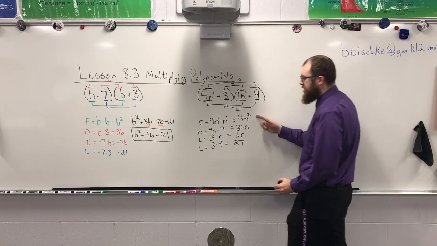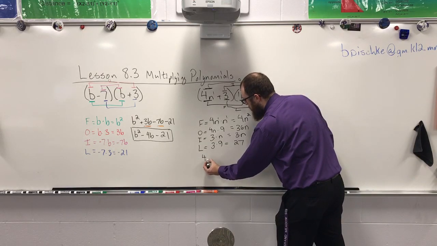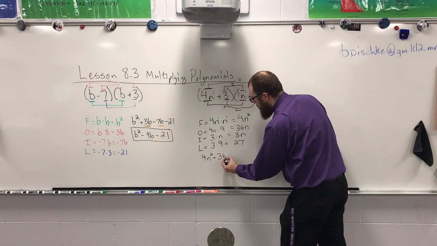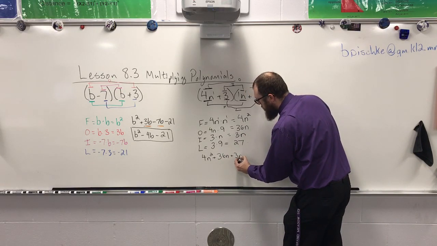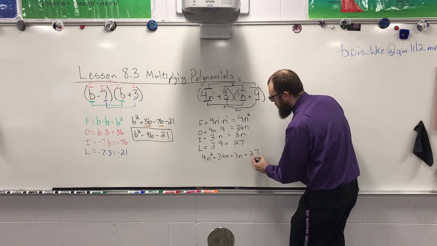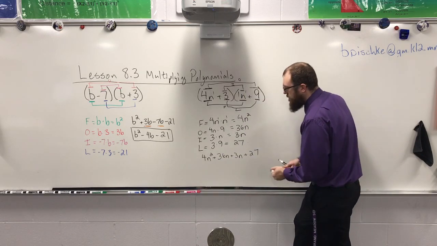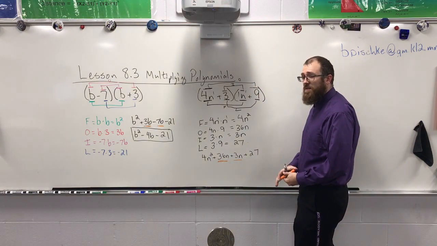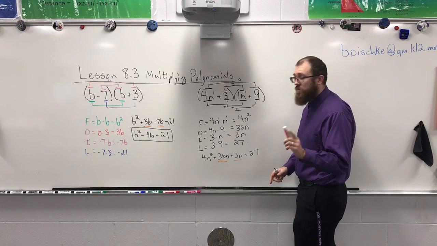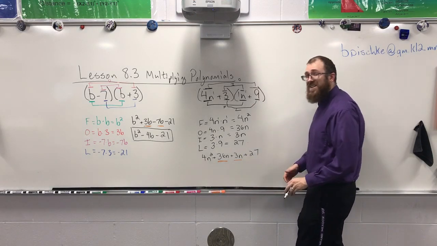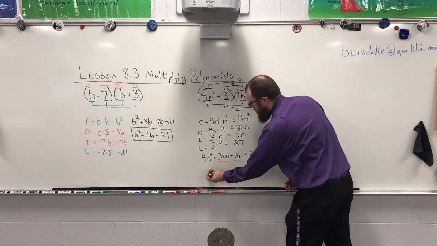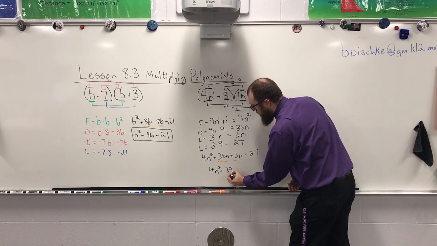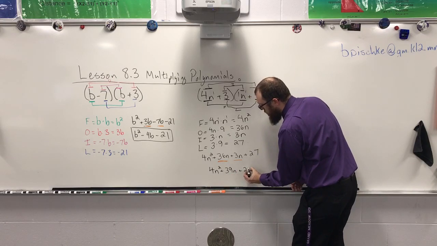Line them all up. 4n squared plus 36n plus 3n plus 27. Again, we have like terms out here in the middle. Typically, your like terms will be in the middle. Not always. Don't assume that will always be true, but it is typically true. 4n squared plus 39n plus 27.